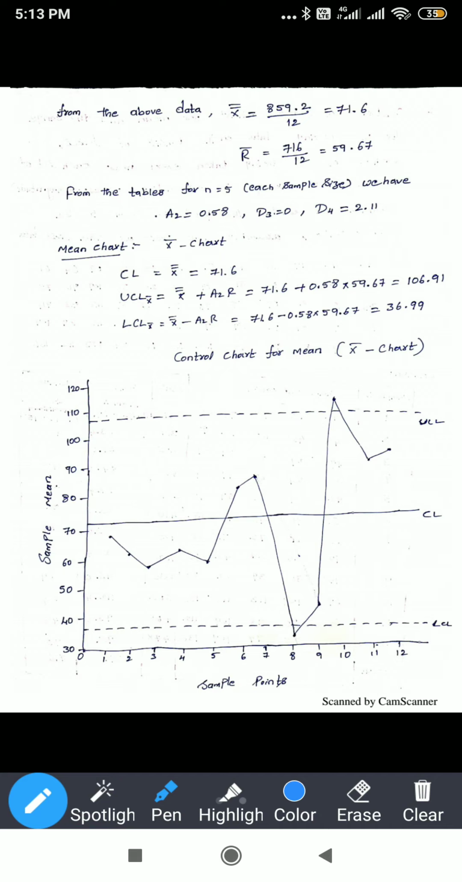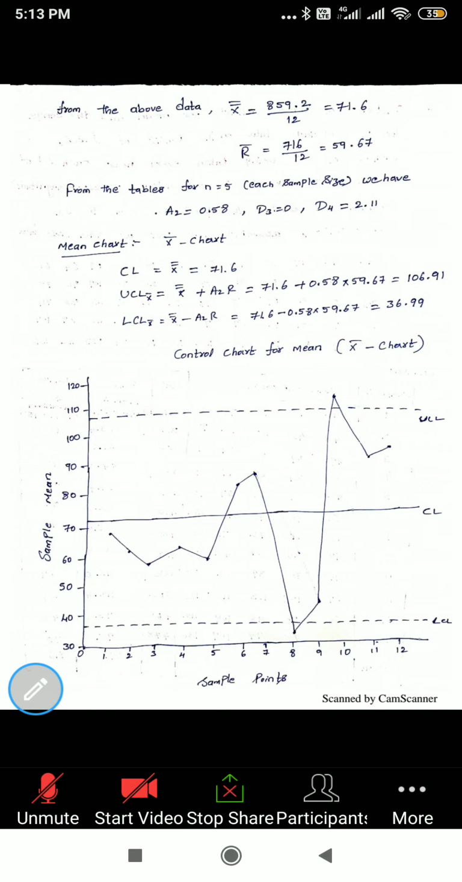Draw the points. From this graph, observe that some sample points lie outside the control lines, outside the LCL also. So from the mean chart, what is the conclusion? The process is not under control.